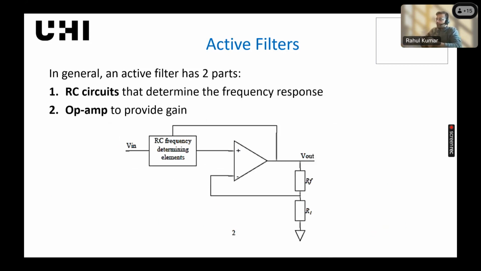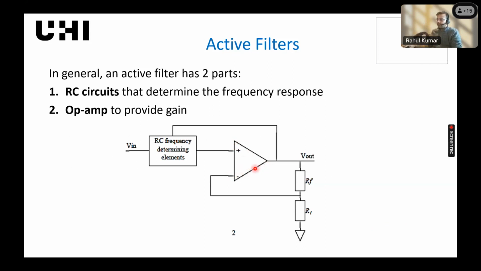Now, we will study some of the active filters. Since passive filters do not provide any gain, they simply allow a lower or a higher frequency to pass through. So we need an active filter with an op-amp, which along with filtering the signal will also provide us some little amplification.